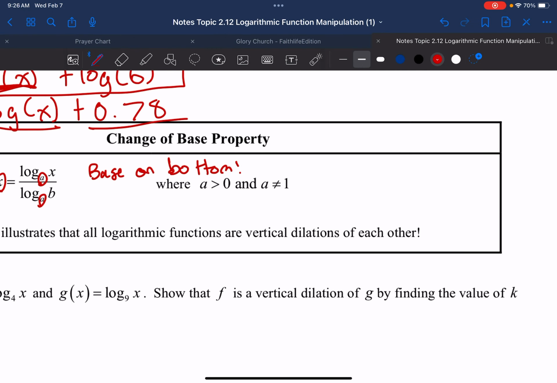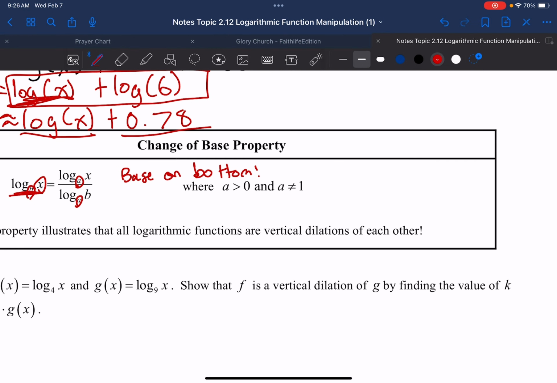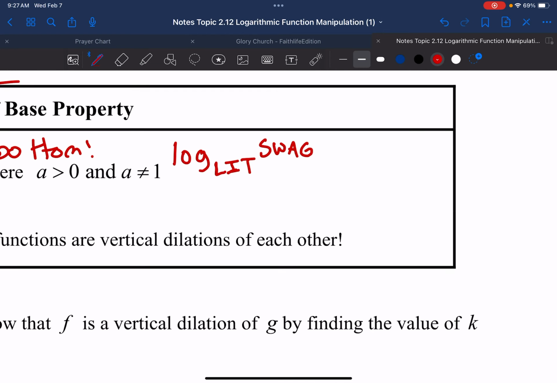Let's do an example before we start. So let's rewrite just an arbitrary one. Log base lit of swag. Okay. And then we can choose a random word. Laren, give me a random word. Popcorn. Okay. We're going to use it on the notes. This is how simple it is.